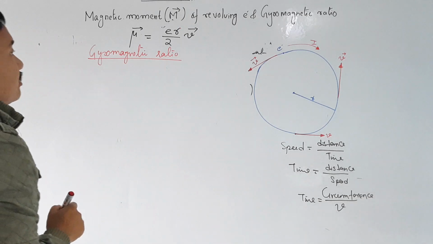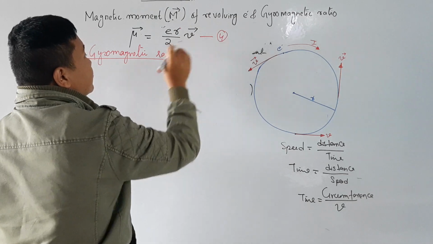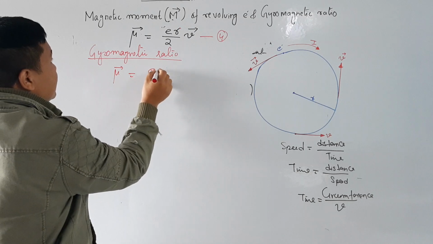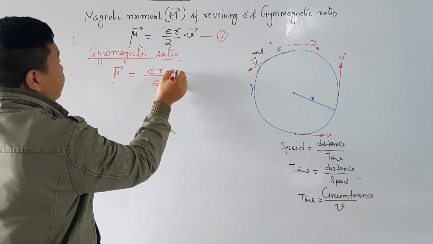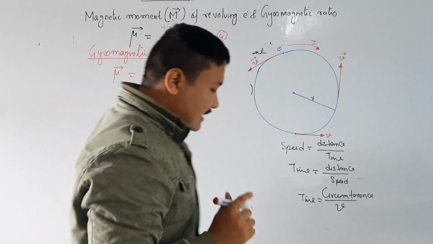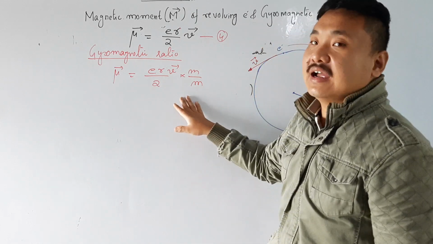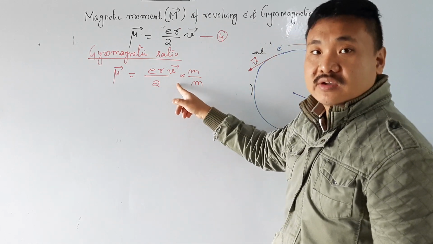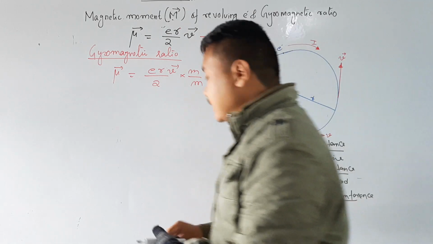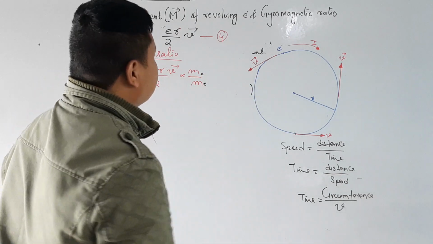Gyromagnetic ratio. Now in this equation, mu is equal to e r divided by 2, v vector, into m divided by m. Multiplying and dividing by the mass of the electron on the right-hand side, we get this. What is this? This is the mass of the electron, m_e.